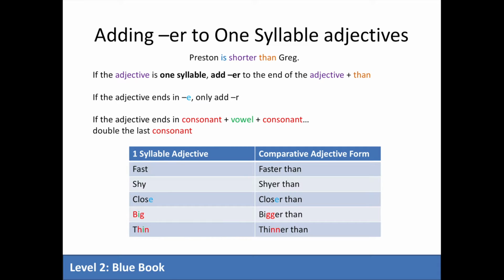So here we have a list of one-syllable adjectives. So fast in the comparative becomes faster than. Shy becomes shyer than. Close becomes closer than, and big becomes bigger than. Thin becomes thinner than.